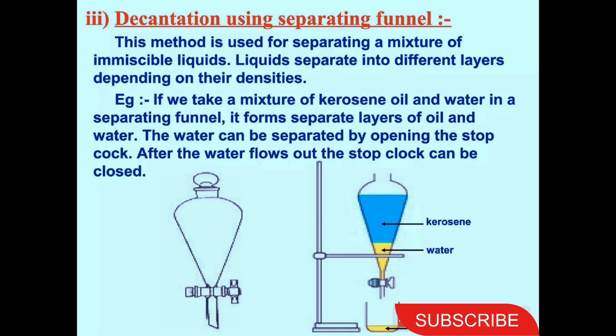If you take a mixture of kerosene oil and water in a separating funnel, it forms separate layers of oil and water. The water can be separated by opening the stopcock. After the water flows out, the stopcock can be closed. In this manner, we can separate kerosene from the water. This is one of the methods to separate two immiscible liquids.